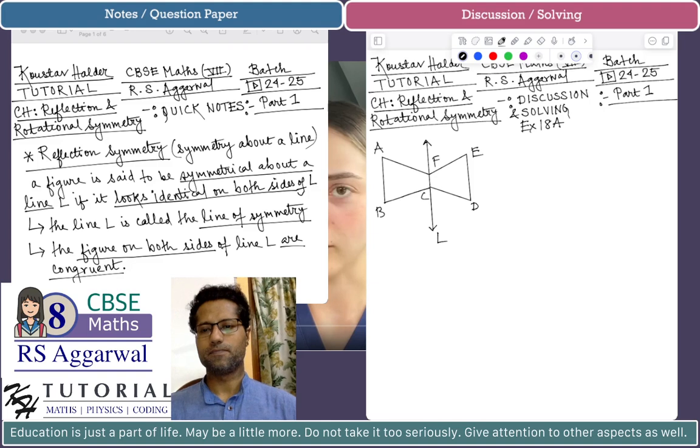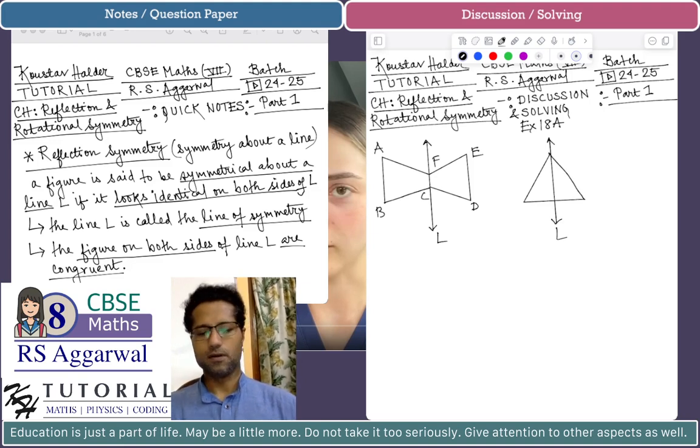Now, if I take another, very specific example, this line L is known as the line of symmetry. So let's say L is a line of symmetry, and we have a triangle, let's say this kind of triangle, and this is symmetrical about the line L.